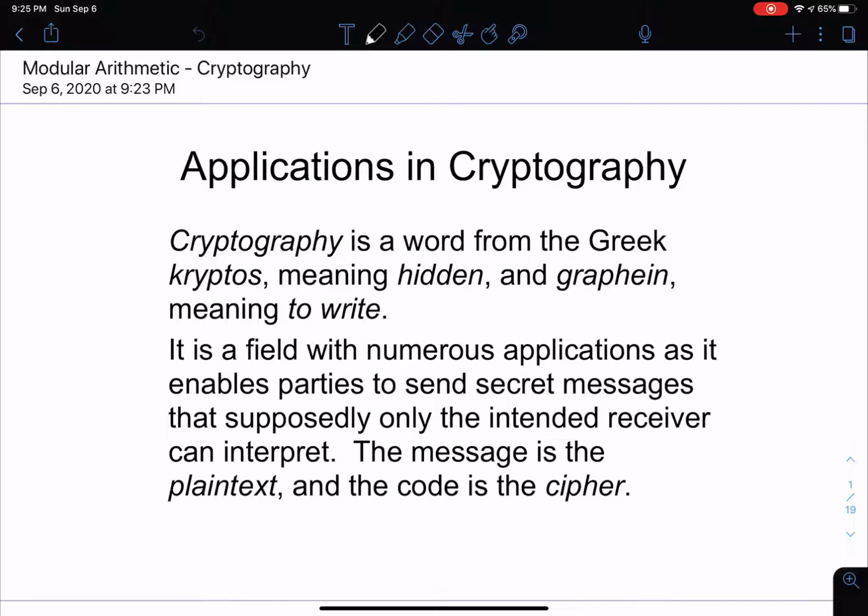So the message being sent in cryptography is called the plain text, and then the code is called the ciphertext. So when you put a plain text message into secret code, you're encrypting it, and then it is now in ciphertext. And then on the other end, the intended recipient should be able to take the ciphertext and decode it back into the plain text for their use. And you can go back and forth this way.